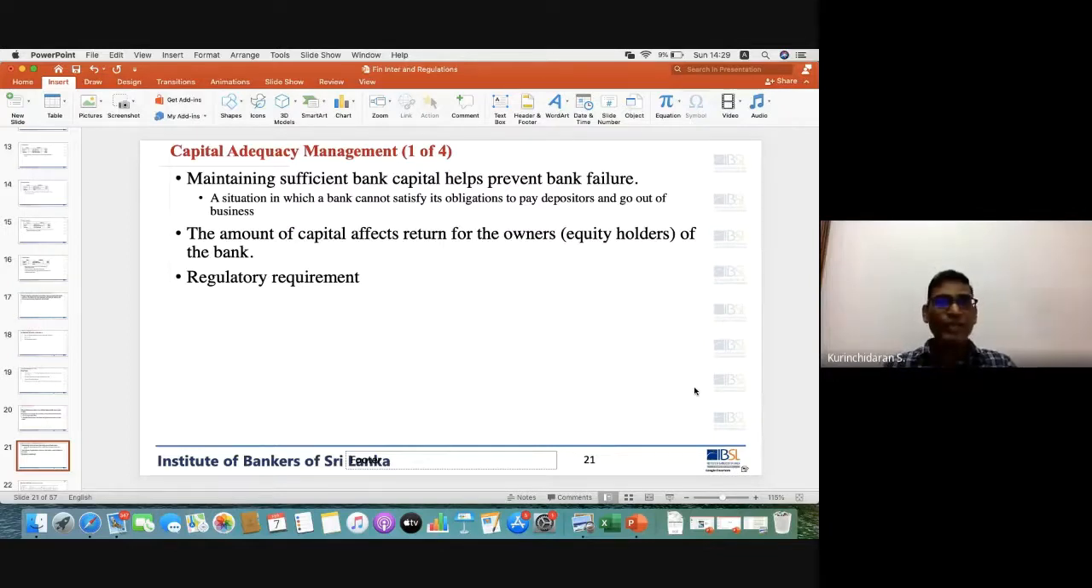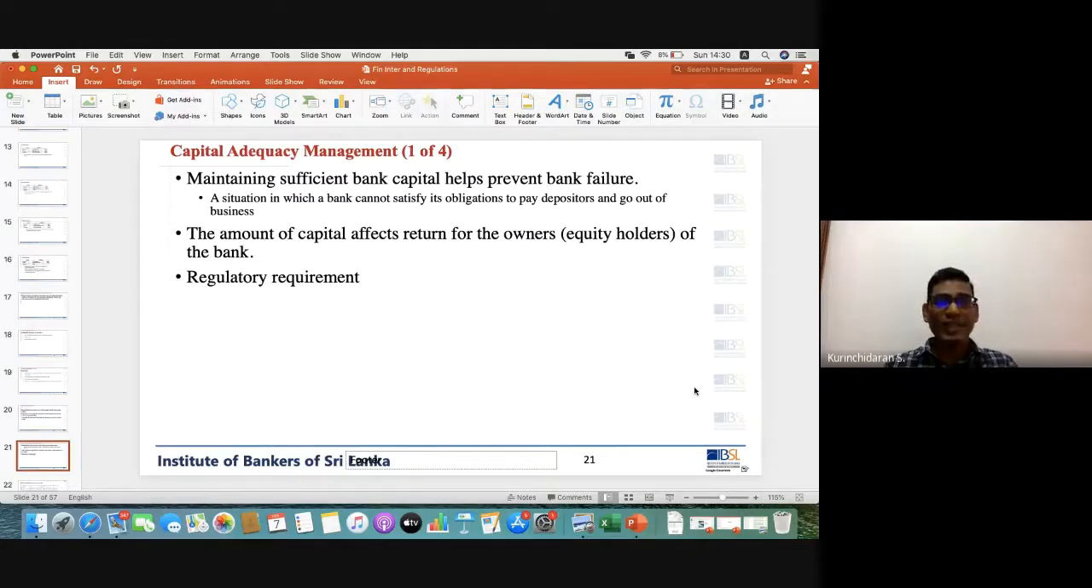So banks are always required to maintain adequate capital. If you have adequate capital, the bank can absorb any losses and prevent bank failure. If you can't absorb losses through capital, definitely the public is going to lose their money. That means a bank failed. A bank failure is a situation in which a bank cannot satisfy its obligation to pay depositors and goes out of business. If any bank cannot pay its depositors, that means the bank is in trouble, and that will lead to bank failure, bankruptcy, right?